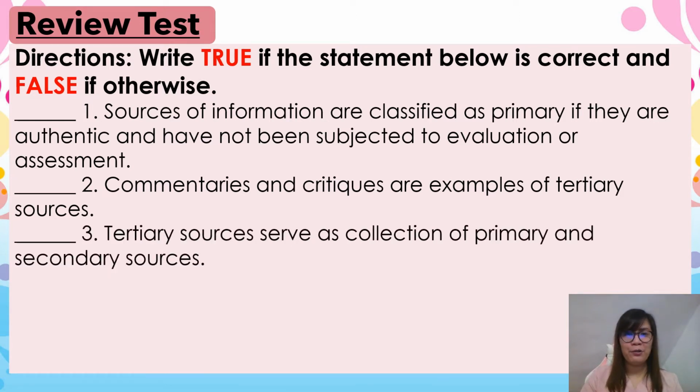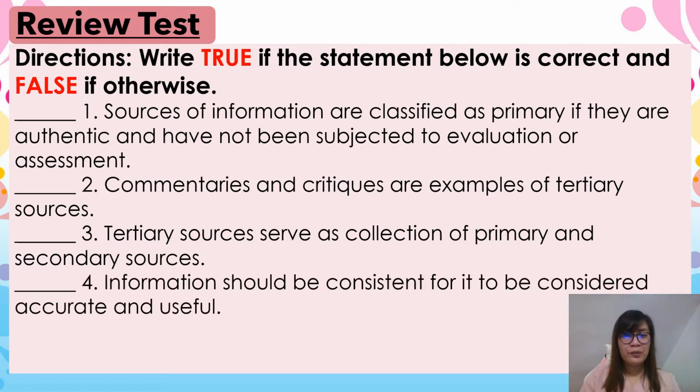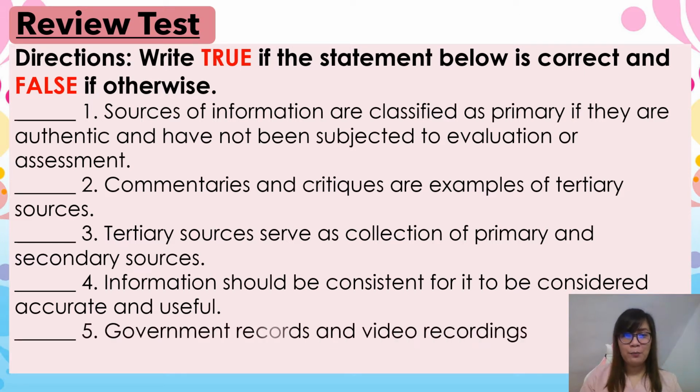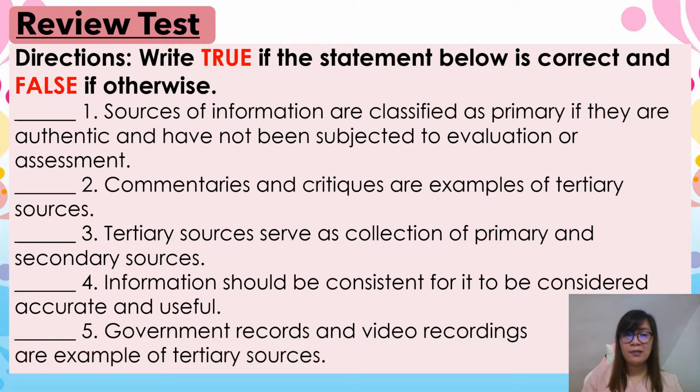Let's proceed to number 3. Tertiary sources serve as collection of primary and secondary sources. For question number 4, information should be consistent for it to be considered accurate and useful. For the last number, government records and video recordings are examples of tertiary sources. Are you done? Very good. Let's check.